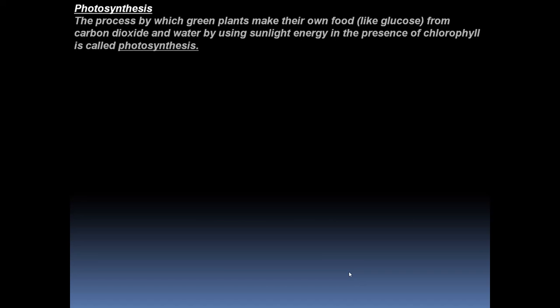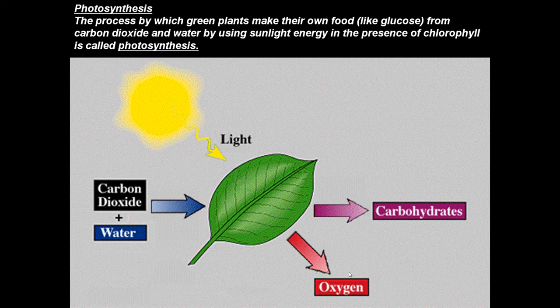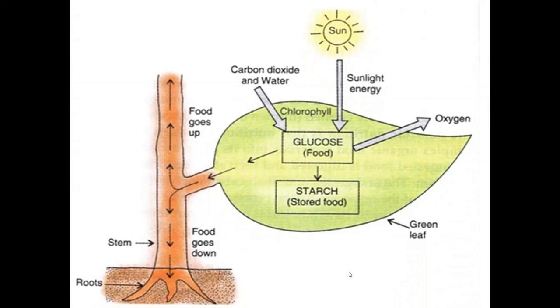Now let us learn about photosynthesis, the process by which green plants make their own food like glucose by using carbon dioxide and water in the presence of sunlight and chlorophyll. Such a process is called photosynthesis. The process of photosynthesis takes place in the green leaves of a plant.